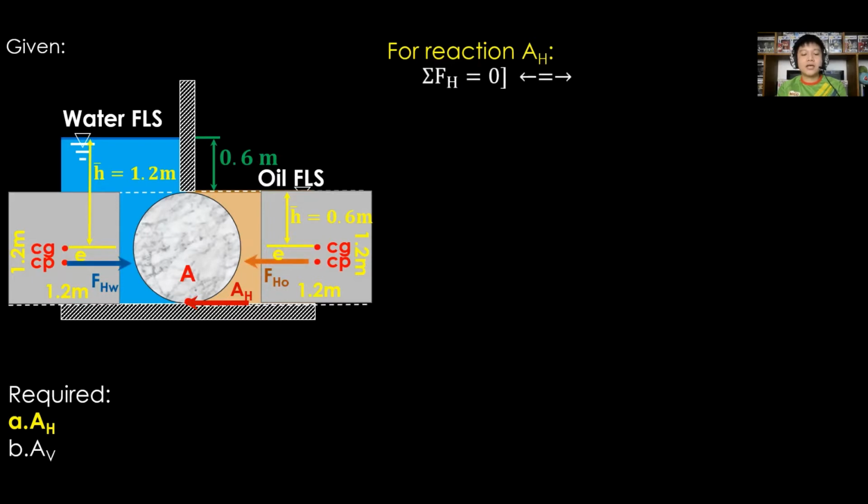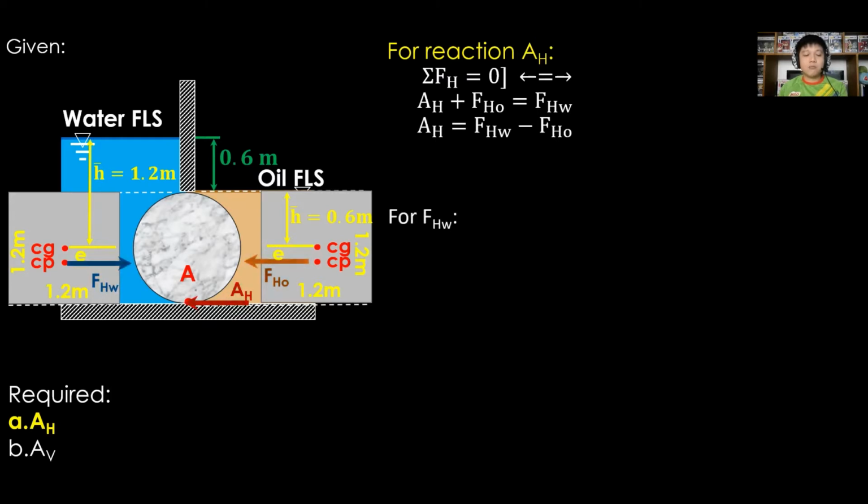Apply sum of forces horizontal equal to 0, due left equal to due right forces. The forces due left are A sub H and F sub HO, while due right is F sub HW. Rearrange for unknown A sub H, transpose F sub HO to the other side.